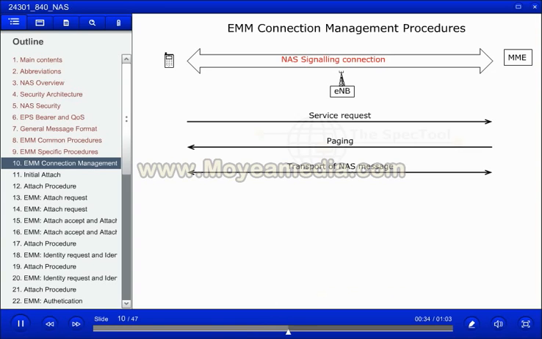The paging procedure is initiated by the network in order to request the establishment of a NAS signaling connection, or due to a network failure, prompting the UE to reattach. The transport of the NAS message procedure can be initiated by both the UE and the network.